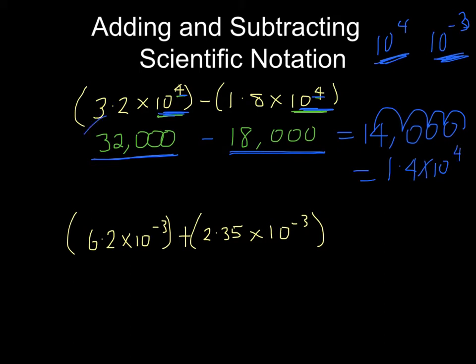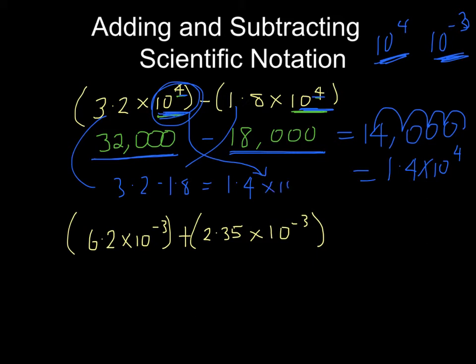Let's see. 3.2 take away 1.8 is equal to 1.4, and then the power and the base stay the same, so 10 to the power of 4.